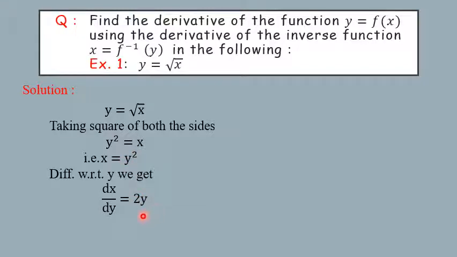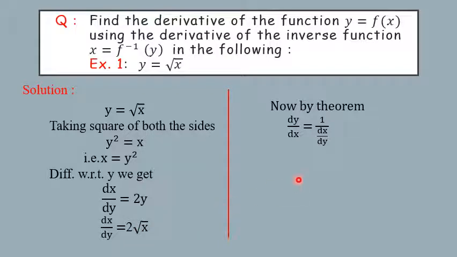Okay, but here we are not interested in dx by dy, we are going to find dy by dx. Okay, so here resubstitute the value of y, which is nothing but under root x, so dx by dy is equal to 2 under root x. Now by the theorem dy by dx can be written as 1 upon dx by dy, and now just substitute this value of dx by dy here. That is, just replace dx by dy is equal to 2 under root x. So we get dy by dx is equal to 1 upon 2 under root x.